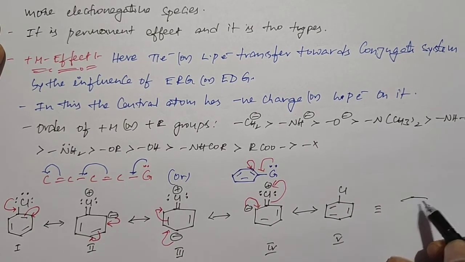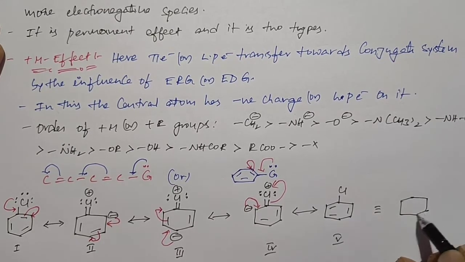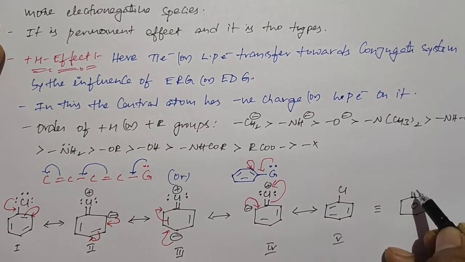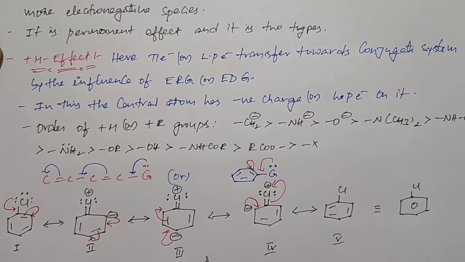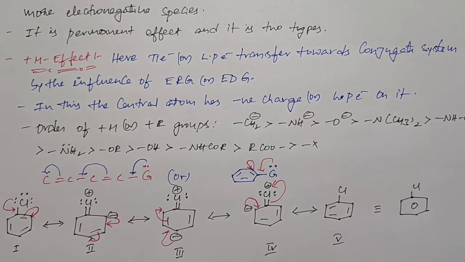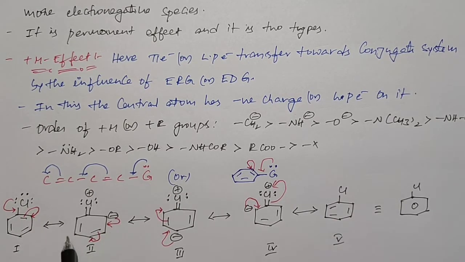Based on all these resonating structures, I just write the resonance hybrid. So this is the resonance hybrid of chlorobenzene. Here the lone pair electrons move towards the conjugate system. Chlorine is a plus M group, or electron releasing group, or electron donating group. Here the lone pair electrons move from the electron releasing group to the conjugate system, and these lone pair electrons completely move along the conjugate system and come back to the chlorine. So this is about the plus M effect.